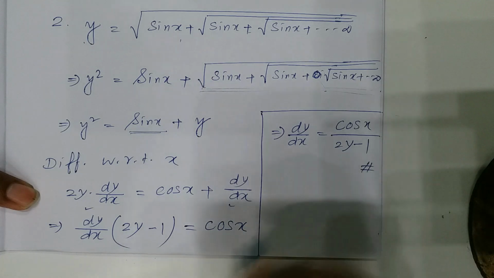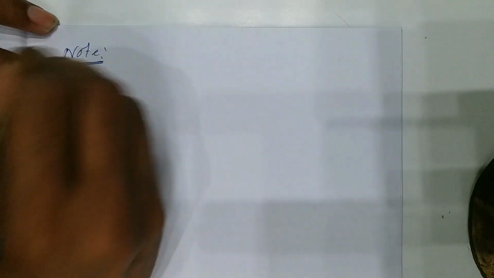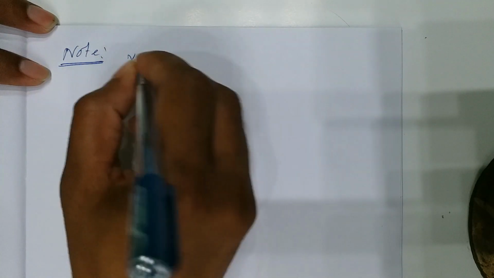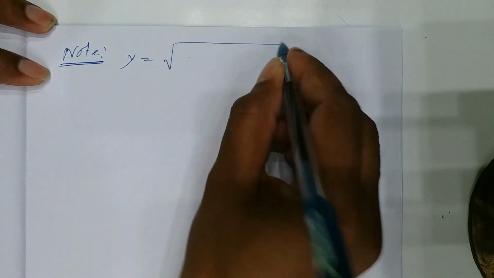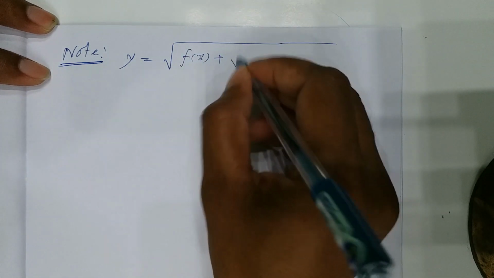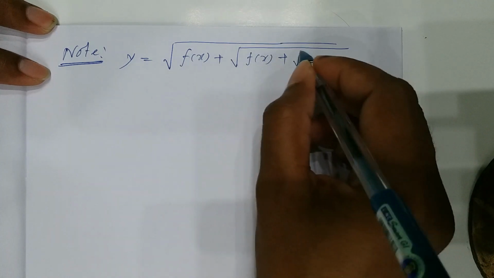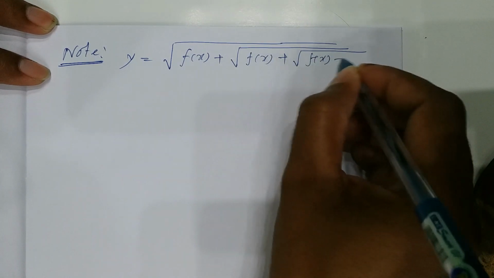So that is the solution for the question. Note, so you have the function like this, y is equal to root over f(x) plus again root over f(x) plus again root over f(x), then plus so on up to infinity.